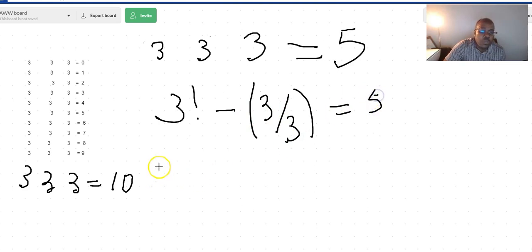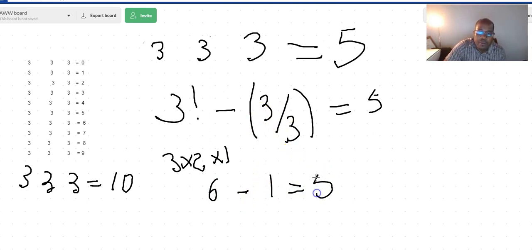Let me go through it again. This gives you 6, right? 6 minus 3 over 3 gives you 1, and then we got 5. It's only the symbols, but we only use 3s. When we solve it, that's another thing, but we used the factorial. Okay, now let's go to this one.